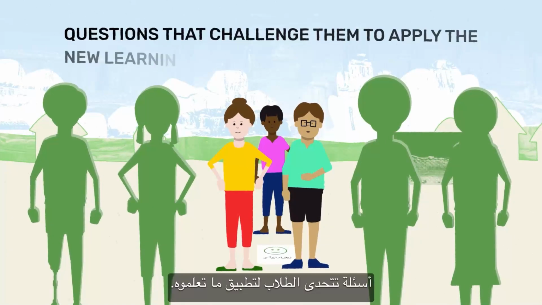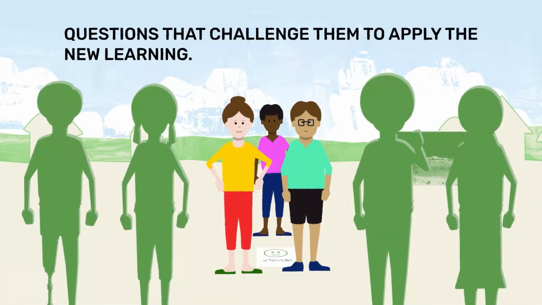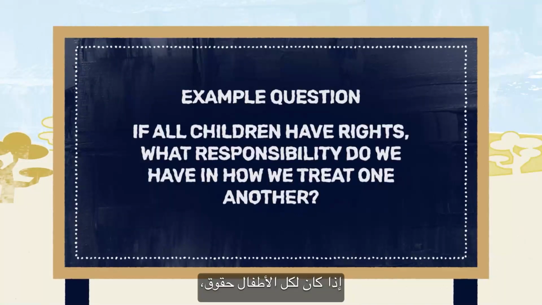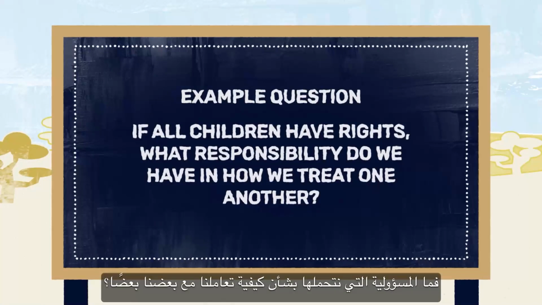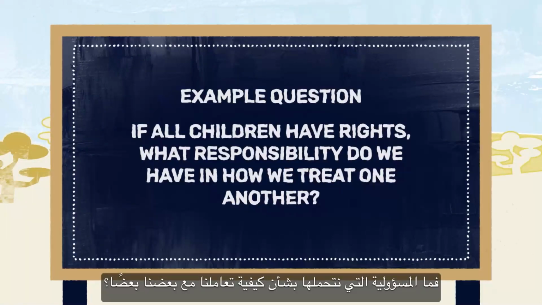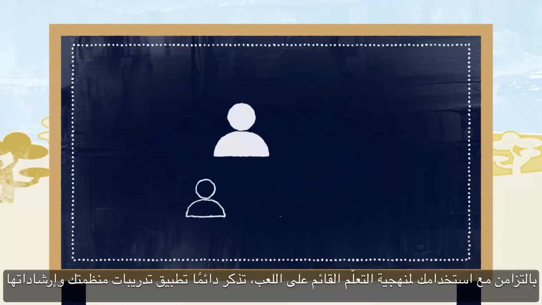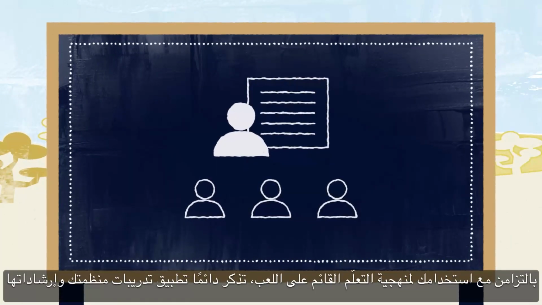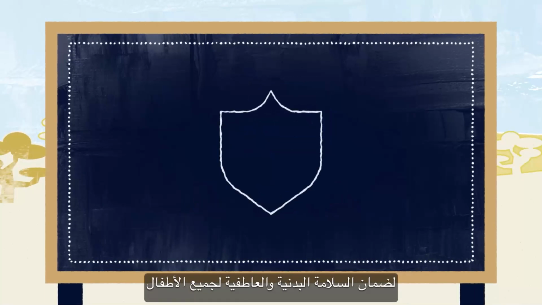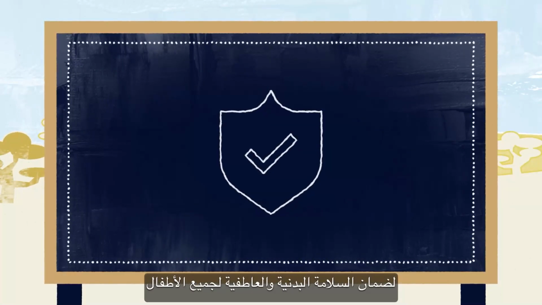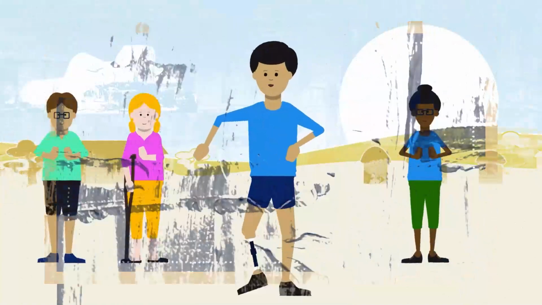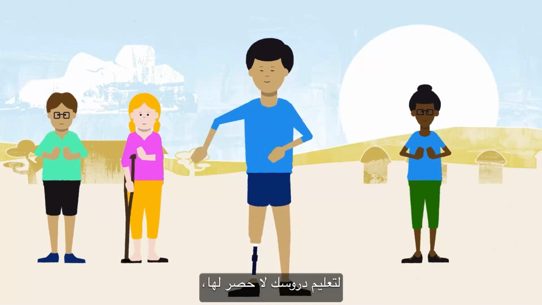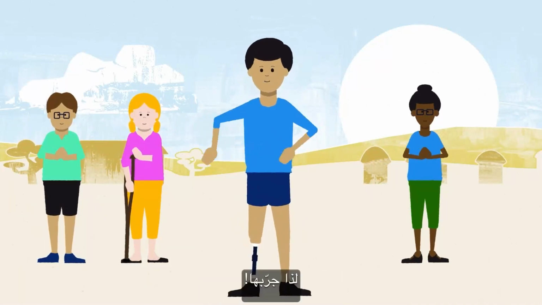Questions that challenge them to apply the new learning. For example, if all children have rights, what responsibility do we have in how we treat one another? As you use PBL, remember to apply your organization's trainings and guidelines to make sure all children are physically and emotionally safe and able to participate fully. The opportunities to modify Power activities to teach your lessons are endless, so give it a try.